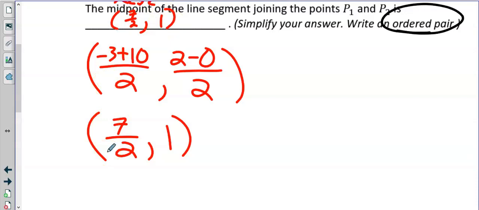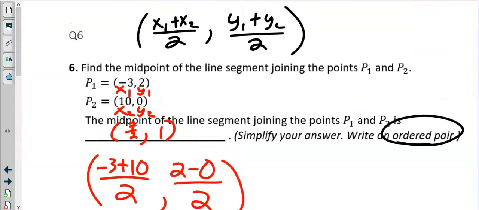Formula again. Add the x's, divide by 2. Oh, I don't know why I put subtraction there. Still didn't change the answer, though, because it was 0. But yeah, that should have been a plus. Thank you for catching that, Samantha. But anyway, 2 plus 0 is still 2. 2 divided by 2 is still 1. So we're okay on that. Good catch. Absolutely. Add the x's, divide by 2. Add the y's, divide by 2.